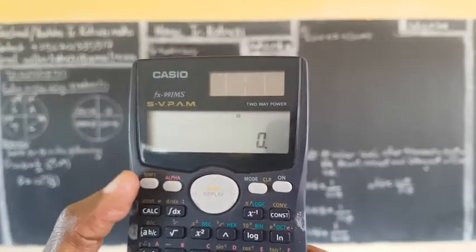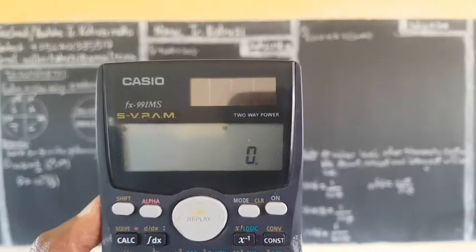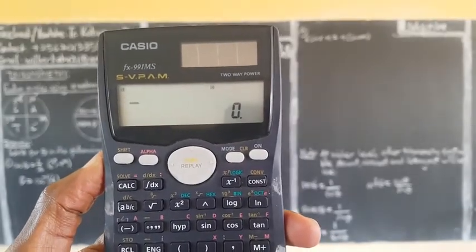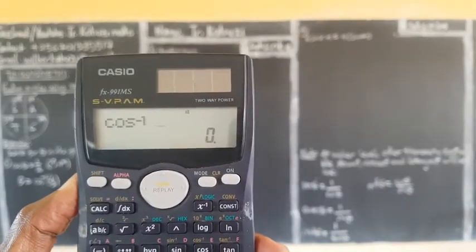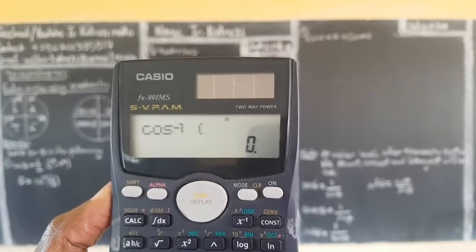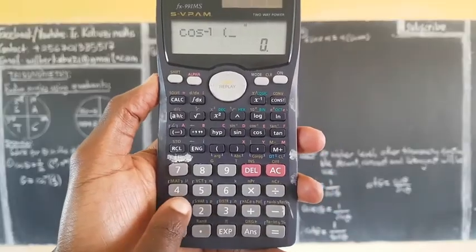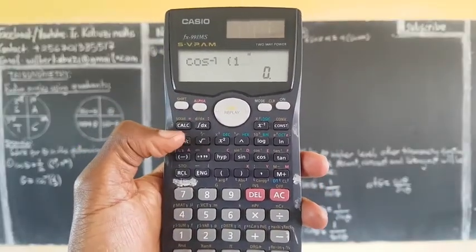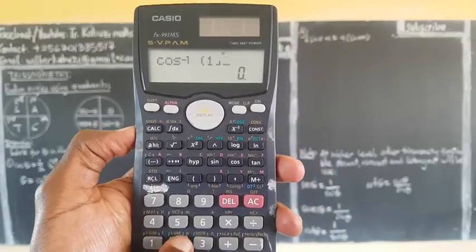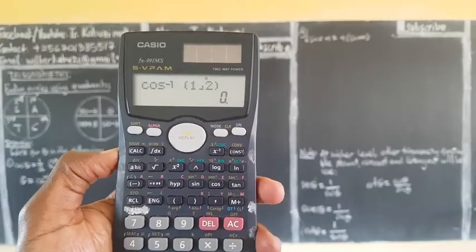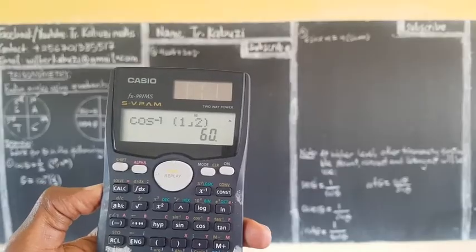Look at this. I say shift. When you press shift, you see that sign coming. Then you want the inverse of cos, so you press cos. Then you open brackets. You see how you write a fraction: you press 1, then you press the AB over C button, then you press the denominator, which is 2. Then you close the bracket and press equals.